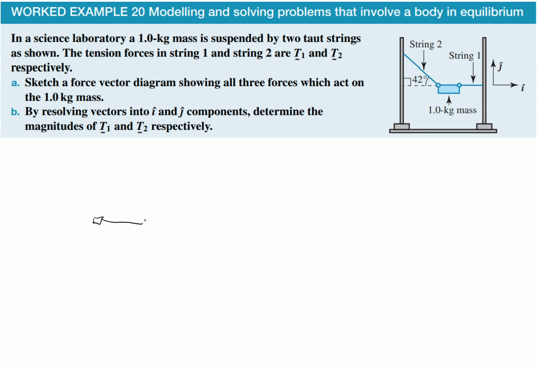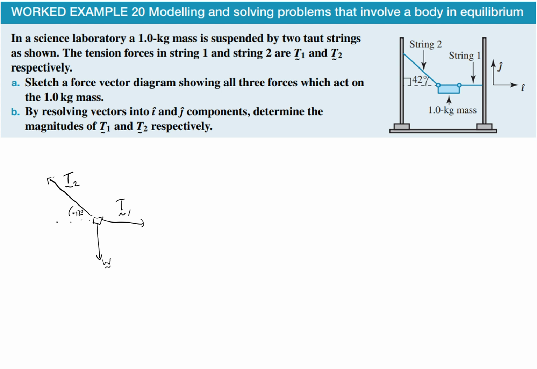We've got a string going horizontal to the right. Let's call that tension 1. We've got string 2 going up at 42 degrees, tension 2, and we've got the mass or weight heading straight down.